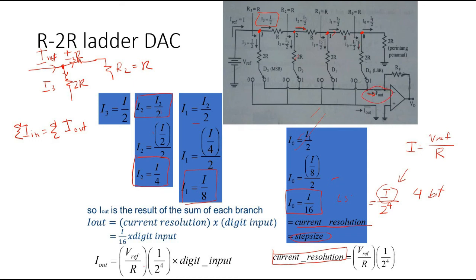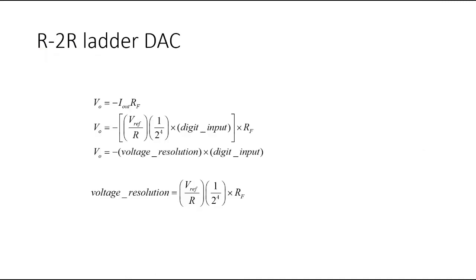So to calculate the I out here, so kalau kita nak calculate I out here, I out adalah current resolution multiply with digital input. So I divided by 16, ataupun Vref divided by R multiply 1 over 2 power of 4 multiply with digital input. So we can calculate the I out. Okay, and then to calculate the V out, tadi kita dah dapat I out.